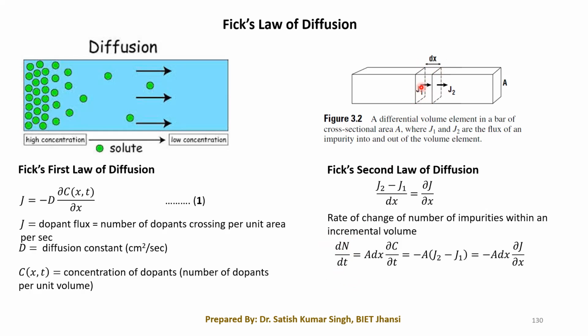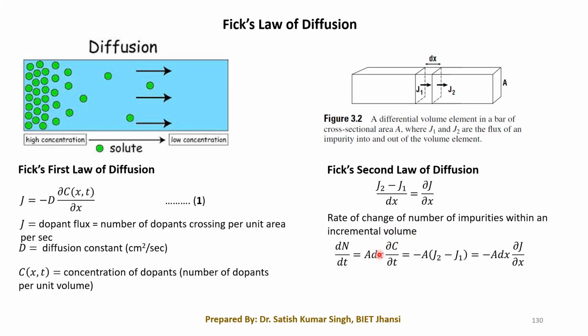As we know, the concentration is denoted by C(x,t), because it is a function of both space and time. So we can write the rate of change of concentration as ∂C/∂t. Obviously I have not written x comma t here, but it is a function of x and t. Note down what this unit is: it is the number of atoms per unit volume per unit time.